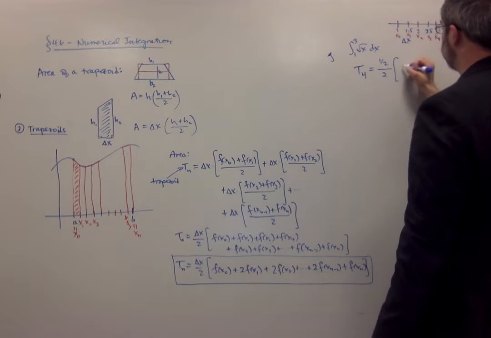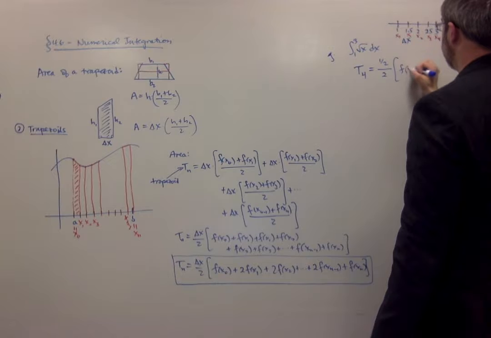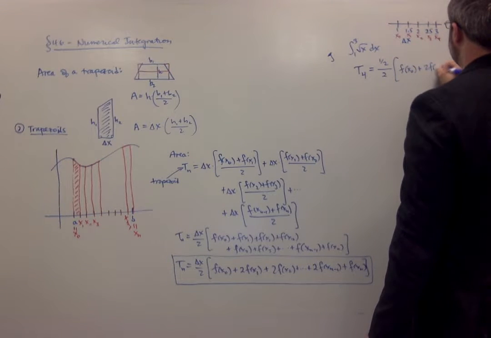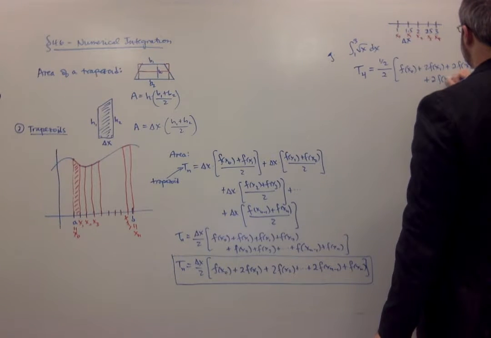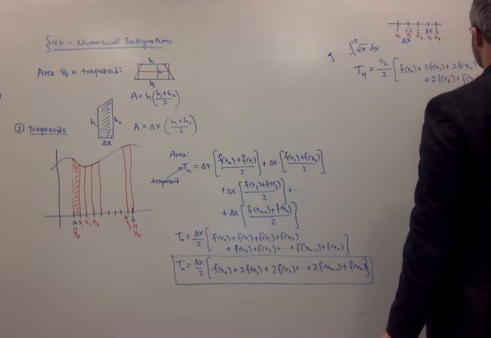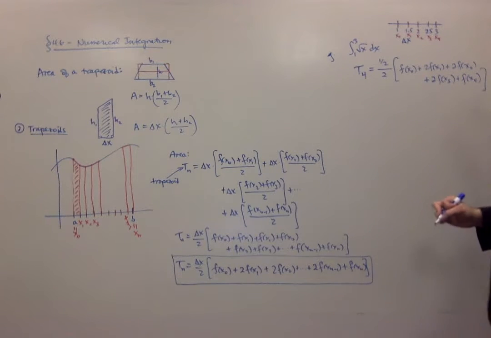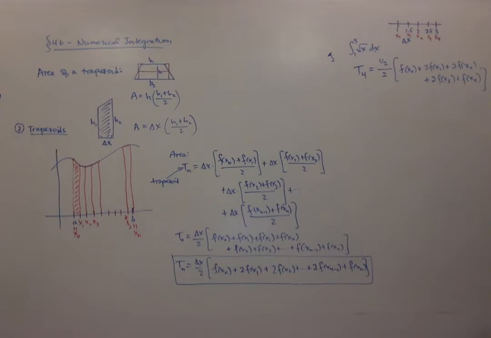Let me just write this down in general first before I do it. So I need f of x0, 2 copies of f of x1, 2 copies of f of x2, 2 copies of f of x3, and then just f of x4, according to my formula here.